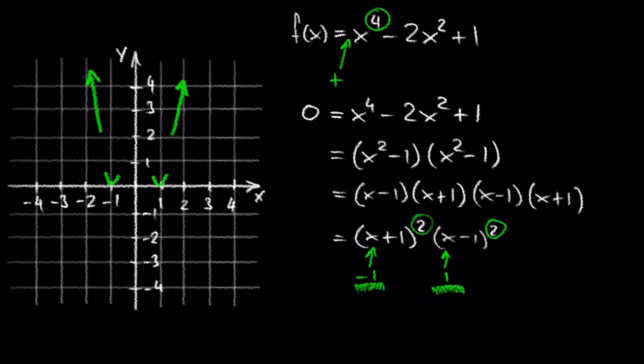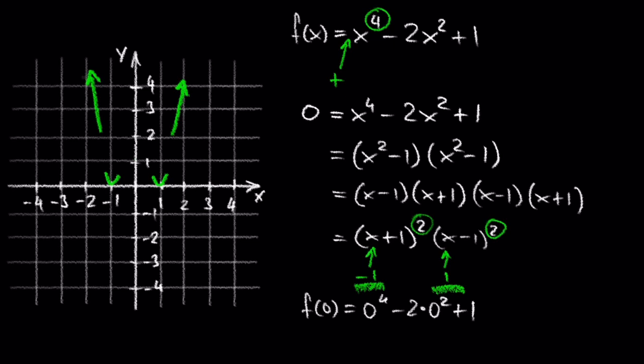Let's find out where the graph crosses the y-axis, because this is very simple to find another point of the graph. Recall that the x-coordinate of a graph which crosses the y-axis is 0. So let's plug in 0 for x. f of 0 equals 0 to the fourth minus 2 times 0 squared plus 1.